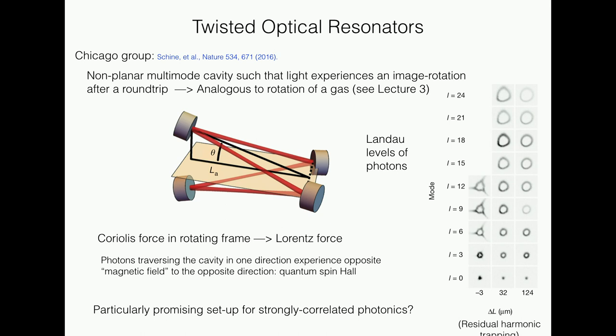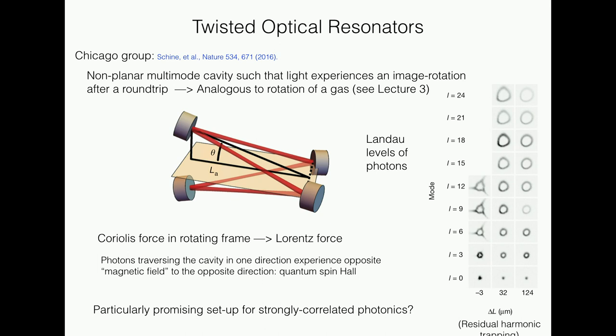And it's kind of spin Hall because this rotation is one direction for light traveling through the cavity in one sense, but it's the other direction for light traveling in the cavity in the other sense. So there are two modes here, but you just excite one of them. And if you only excite one and there's no backscattering, then you will see this magnetic effect.